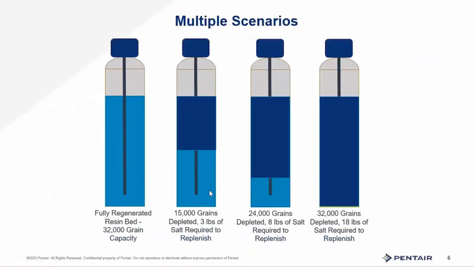So this is what that looks like visually from a fully regenerated bed: 15,000 grains with 3 pounds of salt, lots of stuff that isn't used. At 24,000 grains at 8 pounds, we're down here, and 18 pounds of salt at 32,000 grains. That's a significant increase in salt: 6 times the amount of salt to get approximately twice the amount of capacity out. So there's some efficiency calculations we need to do in the future to really tweak our systems. We're not going to do that today.